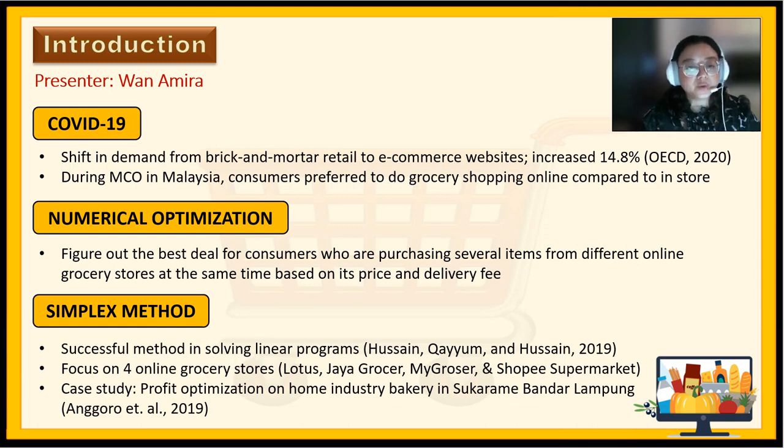The online travel booking website, Klook, reported that there are 14 online grocery delivery services in Malaysia, and for the purpose of this study, we will focus on 4 stores, which are Lotus, Jaya Grocer, My Grocer, and Shopee Supermarket. With numerical optimization, we could figure out the best deal for consumers that are purchasing several items from different online grocery stores at the same time based on its price and delivery fee. For this study, we will utilize the Simplex method.